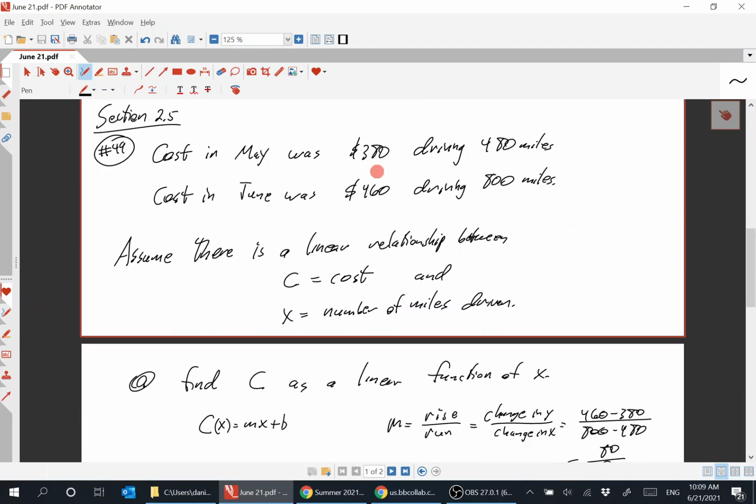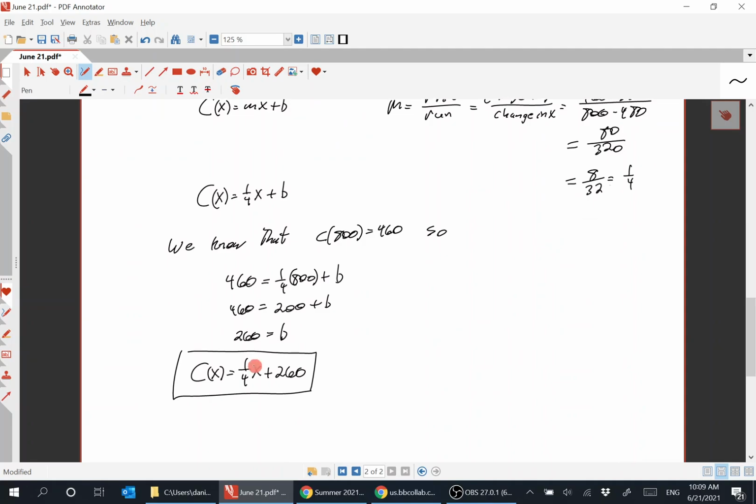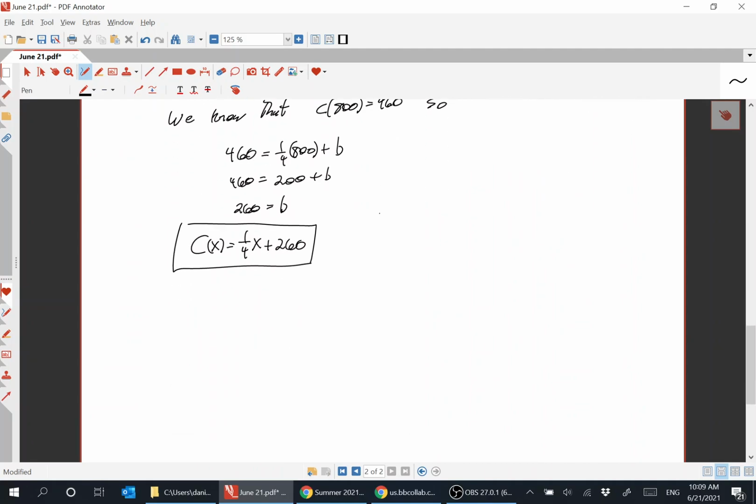Making sure we got that right. Let's see, 260 plus 480 over 4. 480 over 4 is 120. So 120 plus 260. Yeah, that's correct. All right, part B.